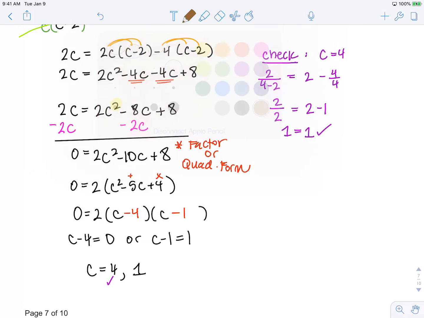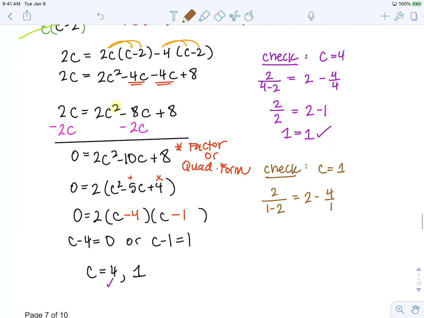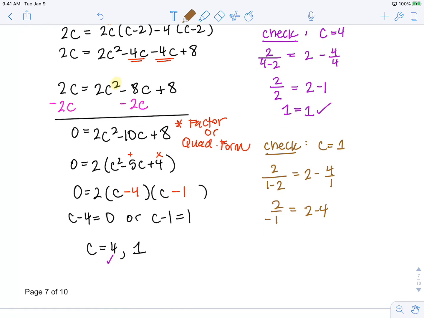Let's go ahead and check our other answer, and that's when c equals 1. So when c equals 1, we have 2 over 1 minus 2 equals 2 minus 4 over 1. Let's see. 2 over negative 1 equals 2 minus 4. Negative 2 equals negative 2. So both of these are for sure a solution.